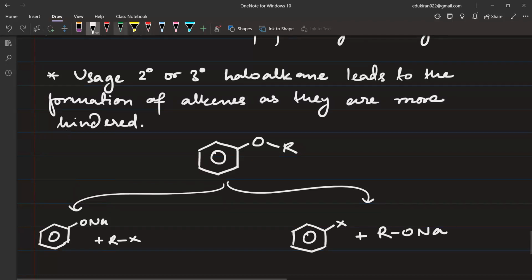But please remember that this method will not be successful. Why? Because when the oxygen atom wants to attack the alpha carbon of the alkyl halide, it won't be able to attack because aryl halides don't show nucleophilic substitution reactions. That is why we have to use phenoxide ion and haloalkane. Rather, we should not be using aryl halide and alkoxide. So we should use phenoxide ion and the haloalkane. Is this clear? Yes or no? Please tell me.